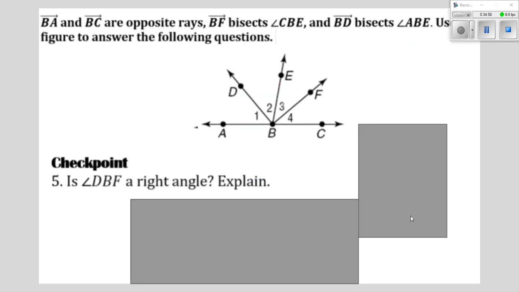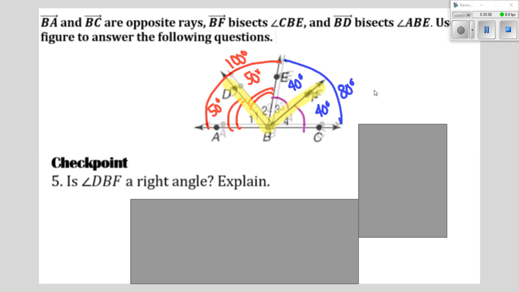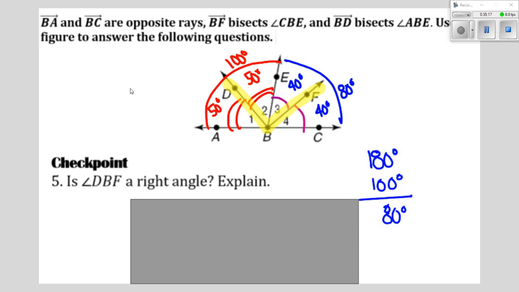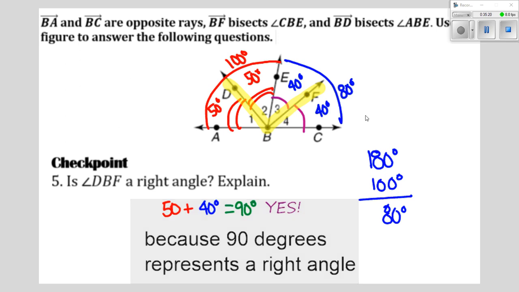Number 5. Again, had to mark it up. There's so much information going on. And this is based off the other diagram, so you have all the information that you needed in order to see number 5. Is angle DBF a right angle? Well, let's see. We did all that work here, and yes, because angle 2 is 50, you found angle 3 to be 40, based on the information they said.